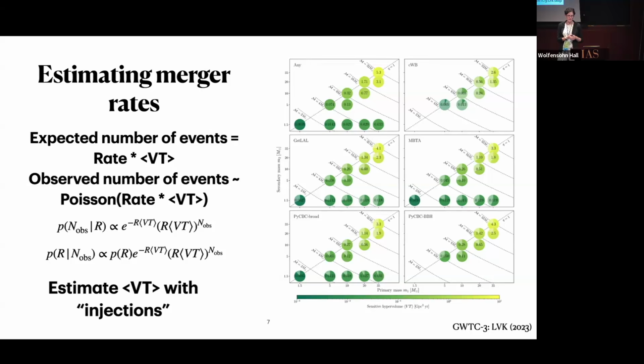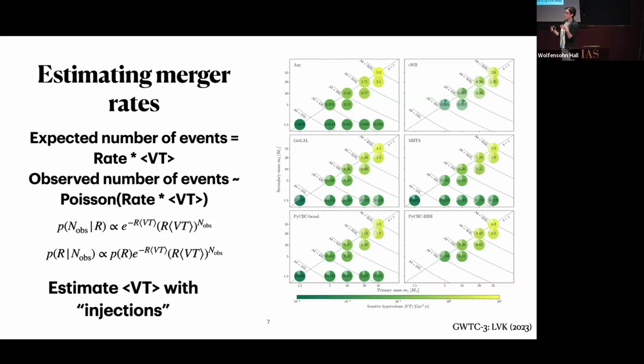So I have some math here and then a plot here. Basically, the expected number of events is the merger rate times this VT factor. The merger rate has units of inverse volume, inverse time. It's a number of mergers per some co-moving volume per some source frame time. And VT has units of volume times time. So when you multiply them together, it's dimensionless.